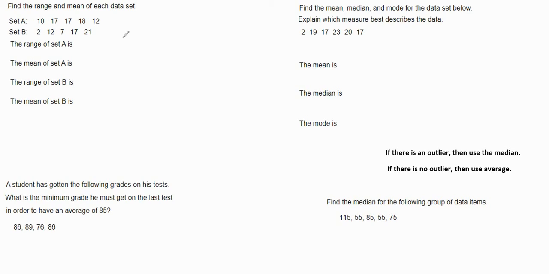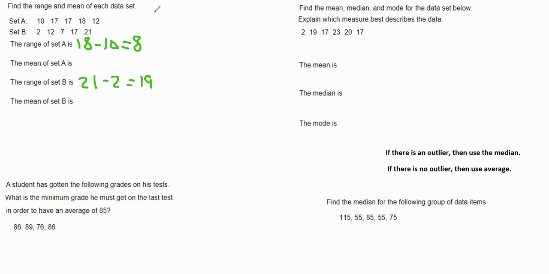So we're going to start with the top left question. We're going to find the range for both of those sets. To find the range, it's the difference between the largest number and the smallest number in that set. So for A, the largest number is 18 and the smallest number is 10, and 18 minus 10 is 8. For set B, the largest number is 21 and the smallest number is 2. So 21 minus 2 is 19.